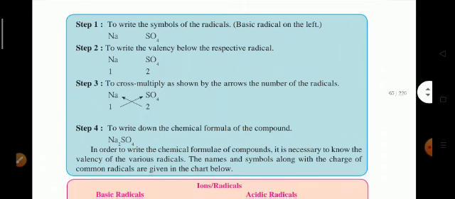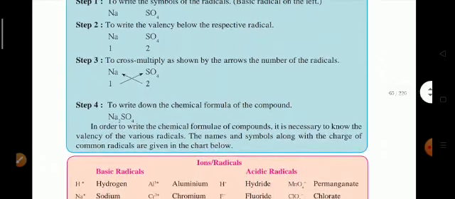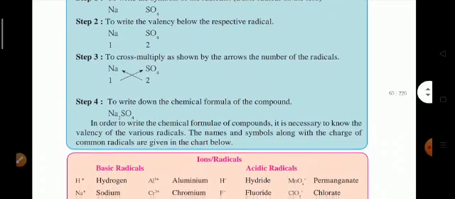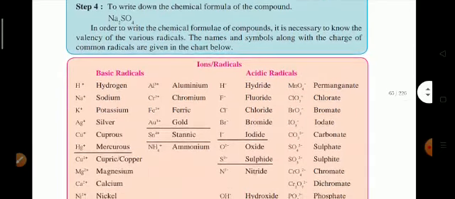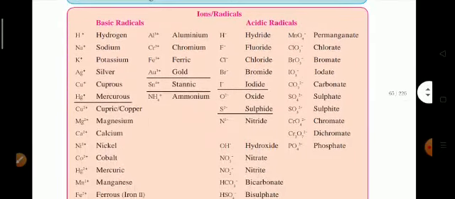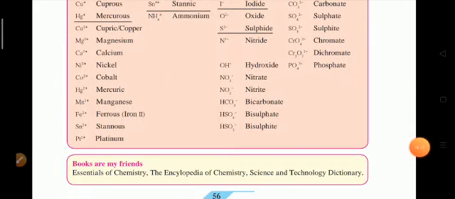In order to write the chemical formula of a compound, it is necessary to know the valency of the various radicals. What we have to remember is, for writing the chemical formula, we need to remember the names and the symbols along with the charge of common radicals, which are given in the chart below. So according to this, we have to make the particular chemical formulas. Do try some formulas at home.